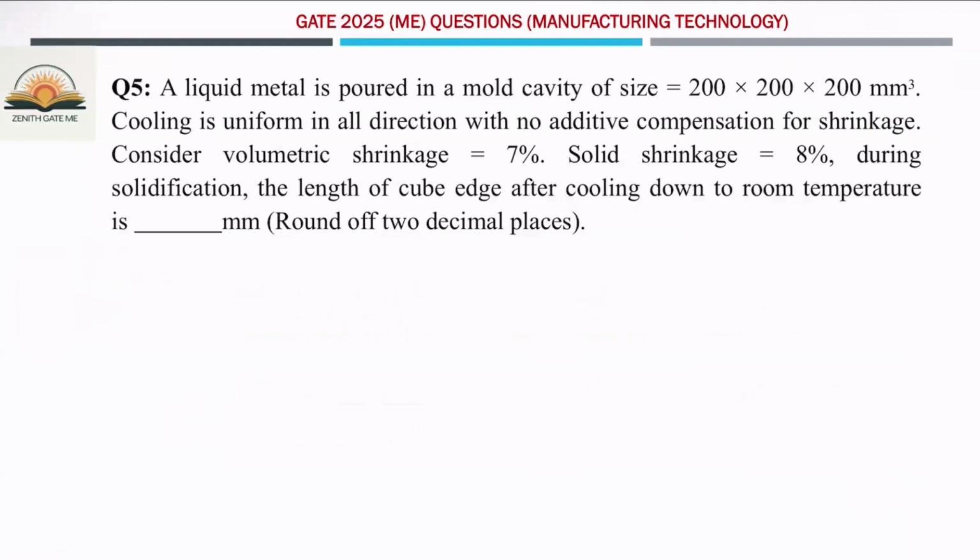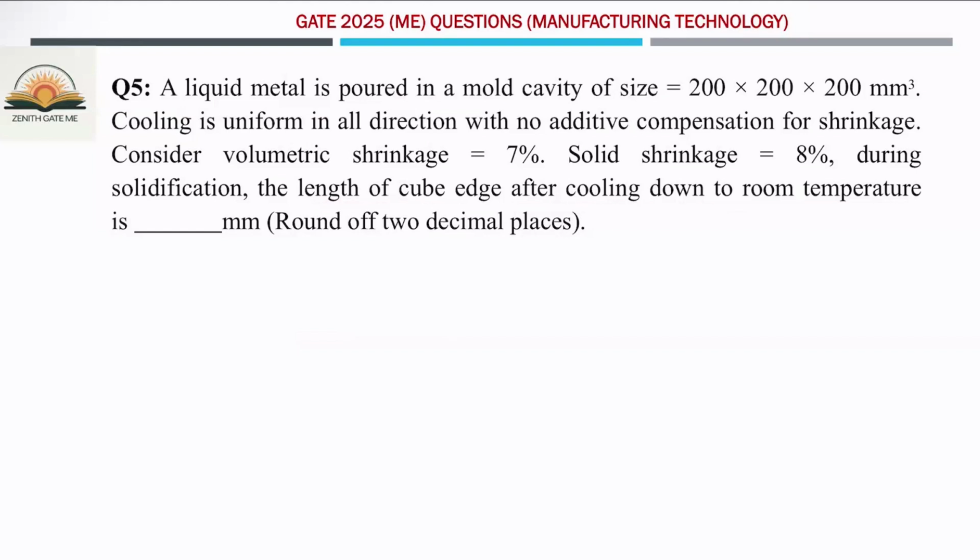Question number 5 came from the casting chapter. Liquid metal is poured in a mold cavity of size 200 by 200 by 200 millimeter cube. That means it is a cube, all the sides are equal. Cooling is uniform in all directions with no additive compensation for shrinkage. Consider volumetric shrinkage is 7% and solid shrinkage is 8% during solidification. Find the length of the cube edge after cooling down to room temperature.